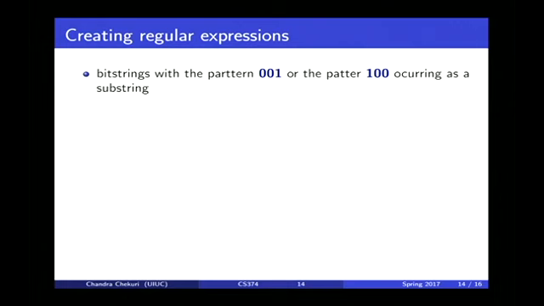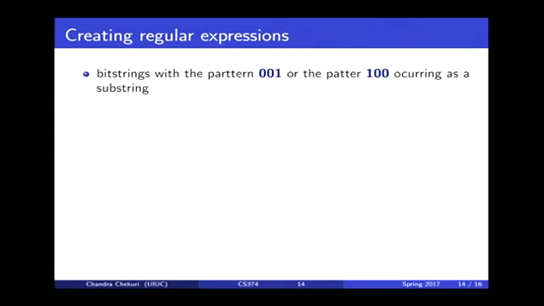Bit strings with the pattern, bit strings are just 0, 1 strings. I'll just use bit string to say the alphabet is 0, 1. Either 0, 0, 1 or 1, 0, 0 as a substring. So I want a regular expression for all strings which have either, not either this or that, not either, this or that.